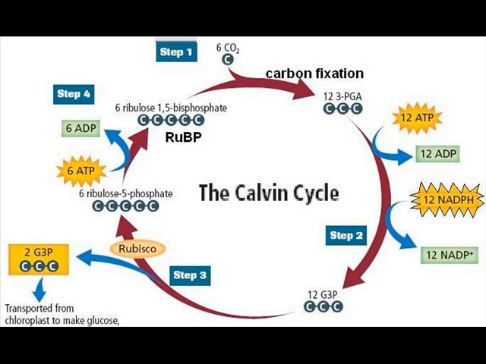Step 2 in the Calvin cycle is the oxidation of 12 NADPH into NADP positive to make 12 G3P. You also don't need to worry about the name. Step 3, 2 G3P go out of the cycle, and by using ATP and Rubisco, change into RuBP in order to start the cycle again, and the cycle continues.